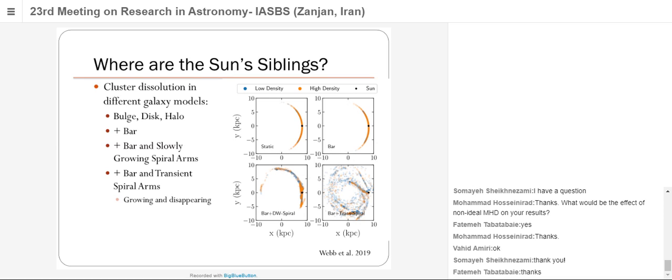And there's different models here. So there's a static model that's just analytic, bulge, disk, and halo. There's galaxy models that include a bar and a couple different types of spiral prescriptions for spiral arms. And you can see, depending on the galaxy model you adopt, the stars that escape the cluster that the sun formed in are either nicely distributed in a thin stream around the galaxy, or can be completely broken up and spread out anywhere within 10 kiloparsecs of the galactic center.